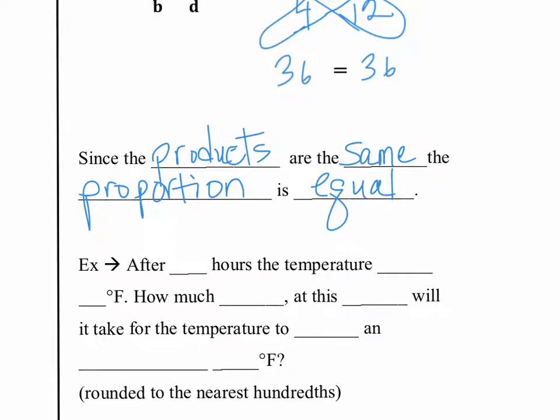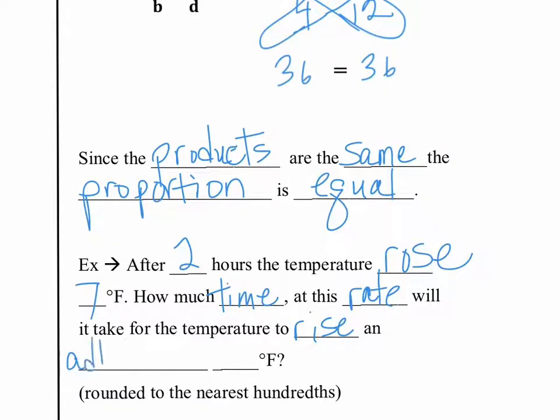For example, after 2 hours, the temperature rose 7 degrees. How much time? See how we don't know? How much time? That's a question. At this rate, how long will it take for the temperature to rise an additional 13 degrees Fahrenheit?